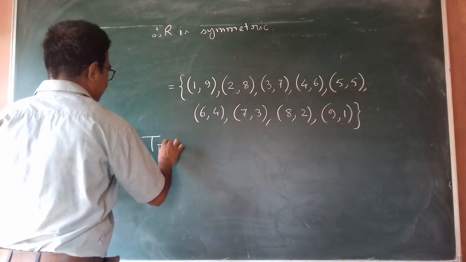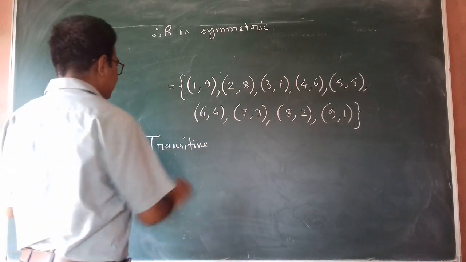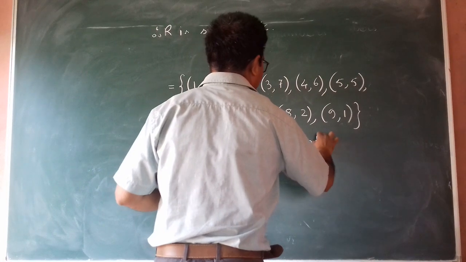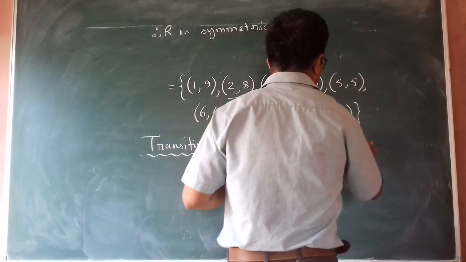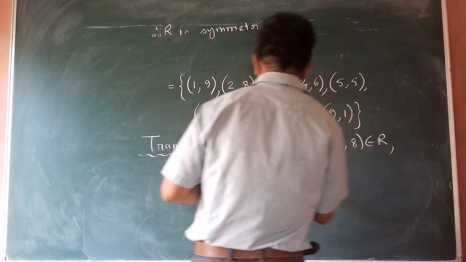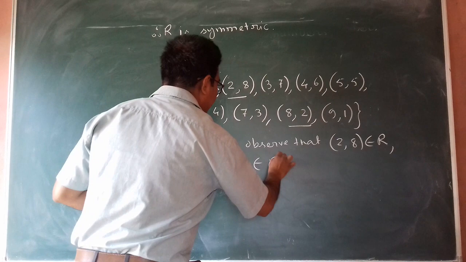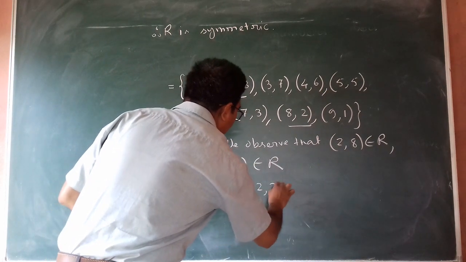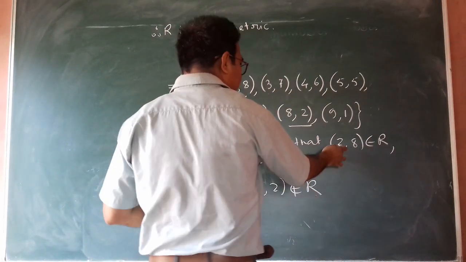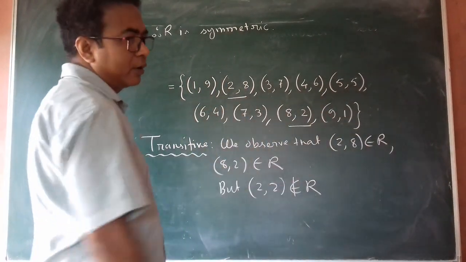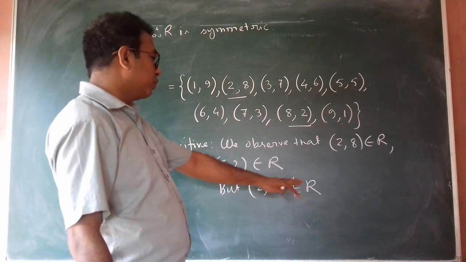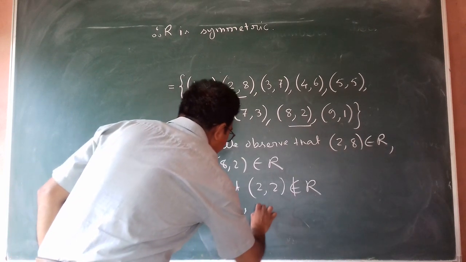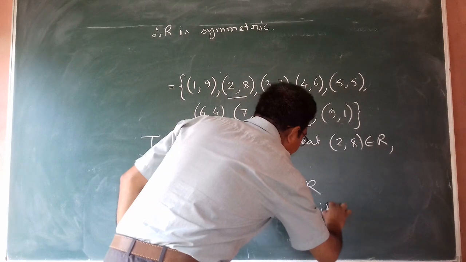Transitivity condition. We observe that (2, 8) belongs to R and (8, 2) also belongs to R, but (2, 2) does not belong to R. If 2 is related to 8, and 8 is related to 2, then 2 must be related to 2 for the transitivity condition. But here we see that (2, 2) does not belong to R because 2 plus 2 is not equal to 10. Therefore, R is not transitive.